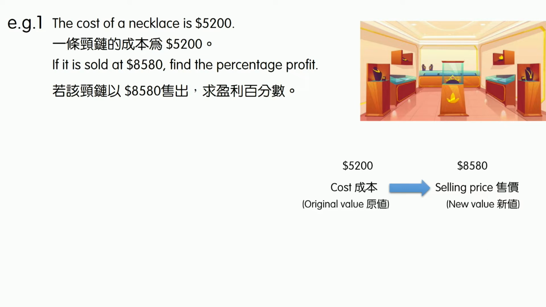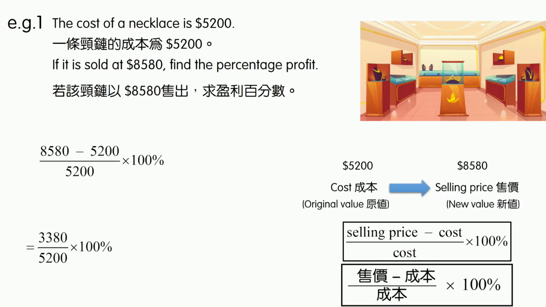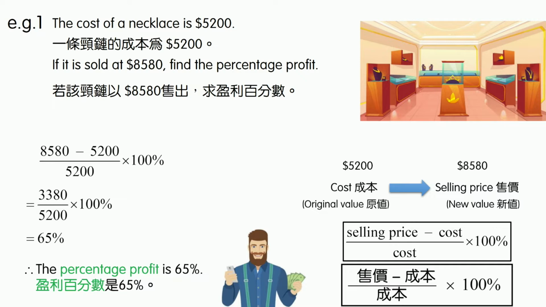Since we are calculating the percentage profit, we can use this formula. The equation is exactly as before, the new minus old over the old times 100%. The new value is the selling price, and the old value is the cost. By simplifying, we find that the percentage profit is 65%. Writing down our answer, the percentage profit is 65%.